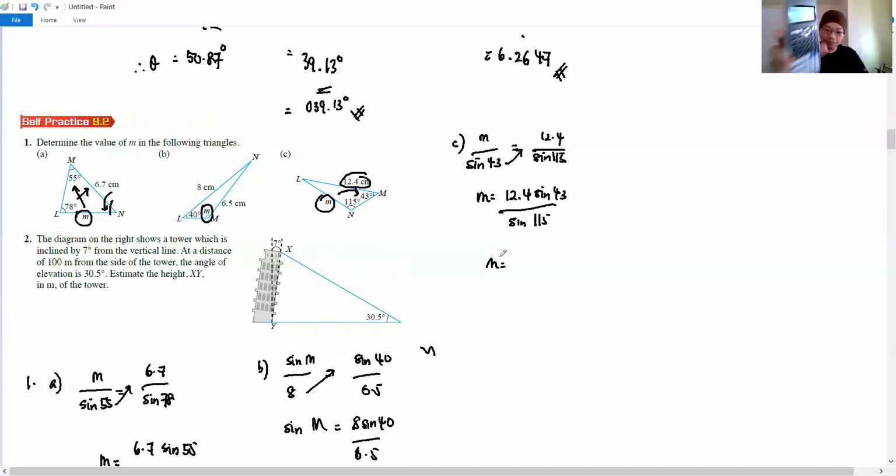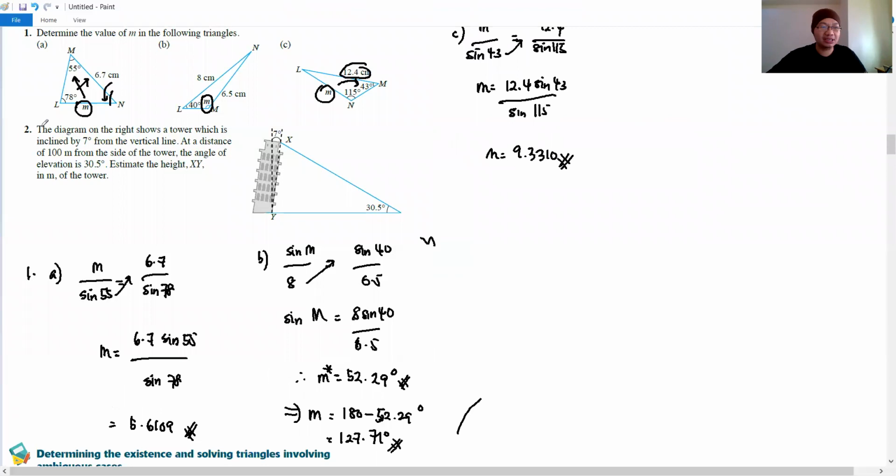9.333 something. So the answer here is 9.3310, rounded off to 4 decimal places. That is question 9.2, practice 9.2 part C. Okay guys, next, what's the next question? This one, question number 2.